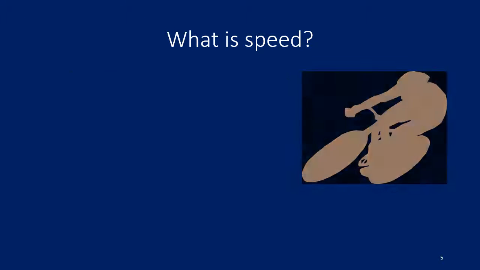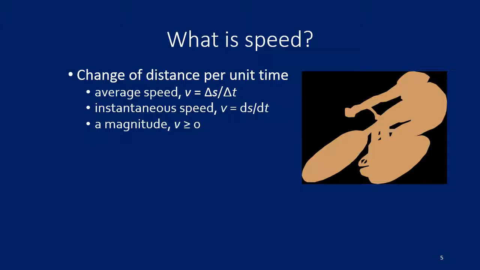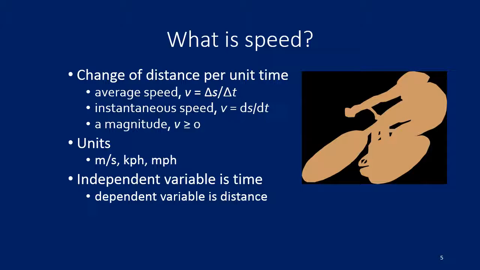What is speed? Well, speed is a change of distance per unit time. So the average speed, we'll call v, is delta s, the change of distance, over delta t, the unit time. And instantaneous speed can also be defined as ds/dt, and that's what's used in science. We'll talk about that later. Now, speed is a magnitude, so it's greater than or equal to 0. A negative speed doesn't make sense. The units for speed would be like meters per second, kilometers per hour, miles per hour. And it's important to note that the independent variable is time in this case, and the dependent variable is distance.